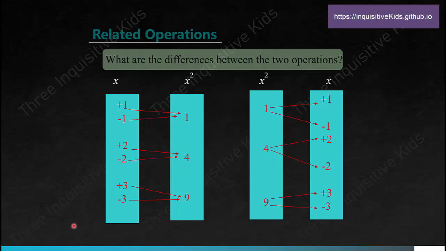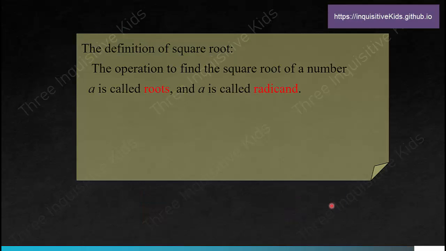So now we're going to look at some of the related operations. What are the differences between the two operations? So these are squares. But what operation is this? This is squaring. What operation is this? So here we're going to go to the definition of the square root. The operation to find the square root of number a, so a is just a number, is called roots or radicals, and a is called the radicand.